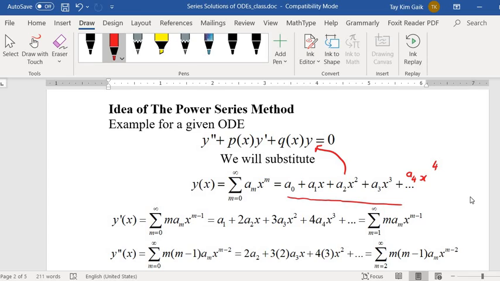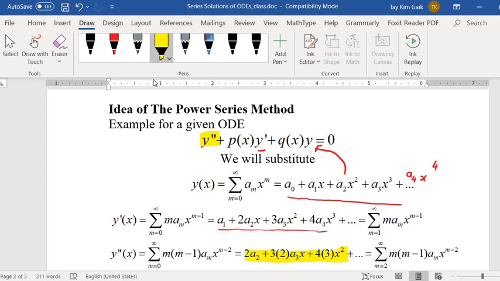So this y prime will be placed in here, and then your y double prime will be placed here. After that, we expand, collecting the same power of terms, combining left side and right side to get the coefficients for a naught, a1, a2, a3. Plug back in the a naught, a1, a2, a3, then you get the solution for your y.